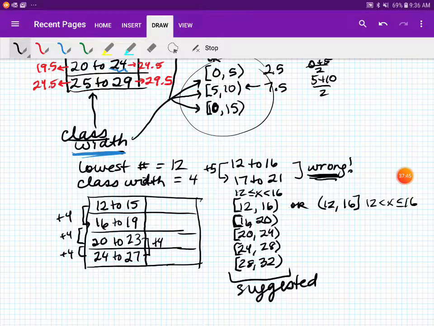So anyway, I'll be doing a new video on the rest of S5, and that's going to be on cumulative frequency graphs.